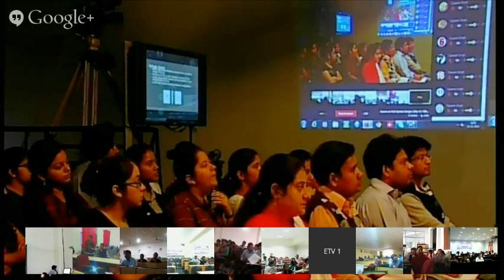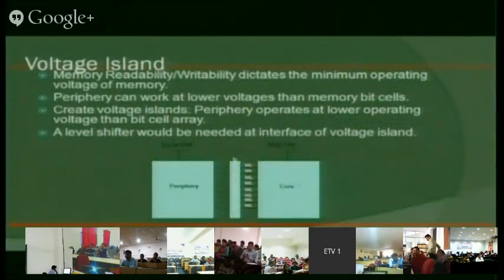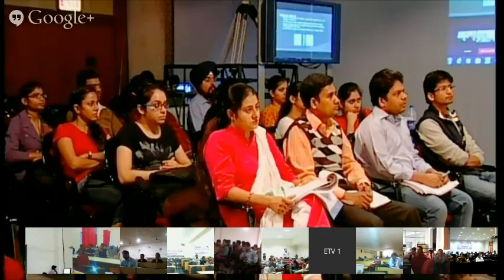Another is the concept of voltage island. What do you mean? We earlier told that power is proportional to voltage squared. If you reduce the voltage, you reduce power by the square, mind you. Now, if you have to read memory, a certain amount of voltage is required, that you cannot reduce. So you have to keep those voltages. But these peripherals sometimes can work at a lower voltage than the memory bit cells.